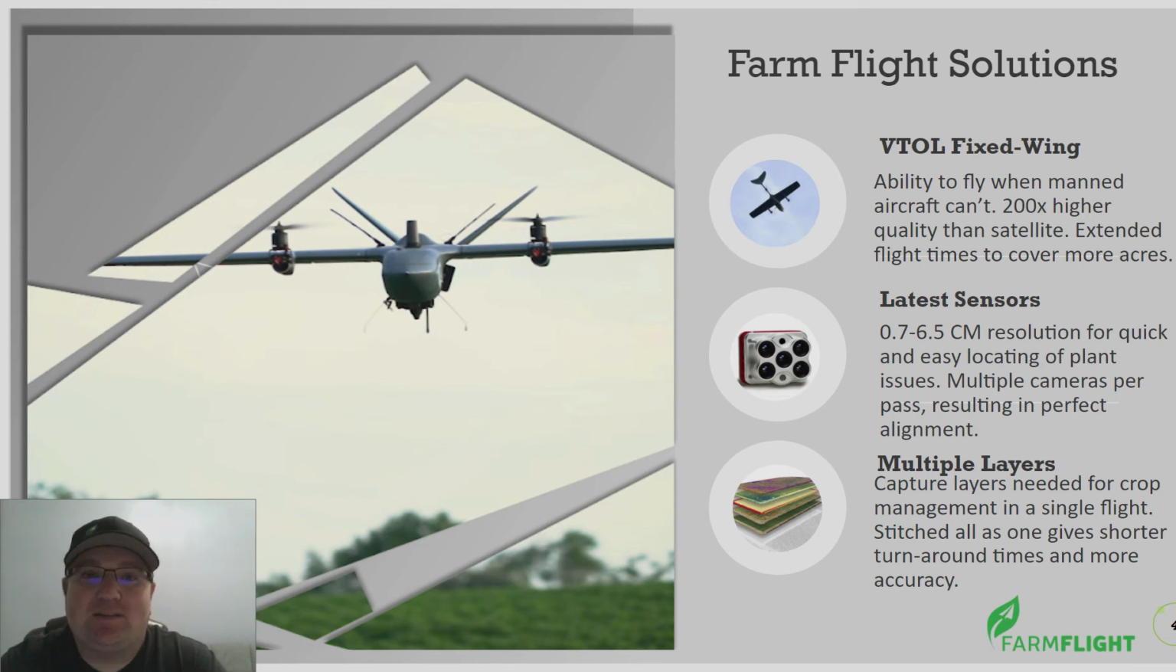We don't need to essentially crash land our fixed-wing drone, which oftentimes messes up the calibration of the sensors on board or could even damage the sensors or the aircraft. It also allows us to cover a lot more acres than a standard quadcopter can while still capturing very high resolution imagery, oftentimes that of what you're accustomed to with your quadcopter.